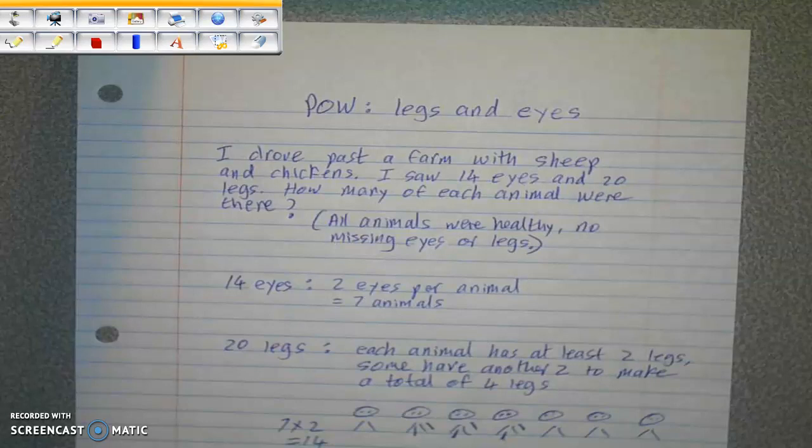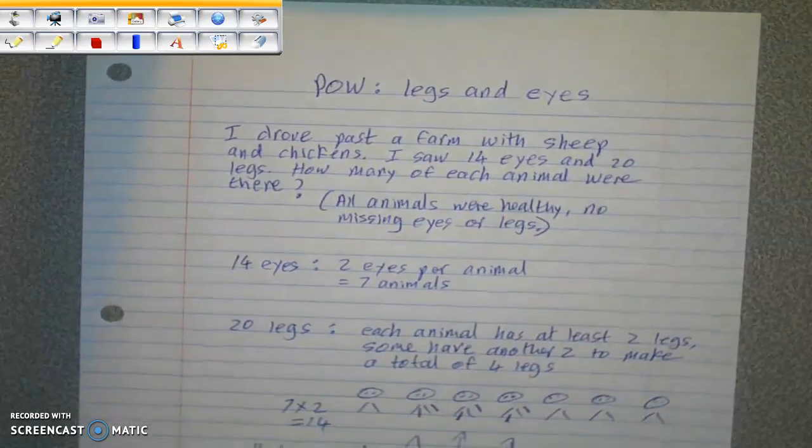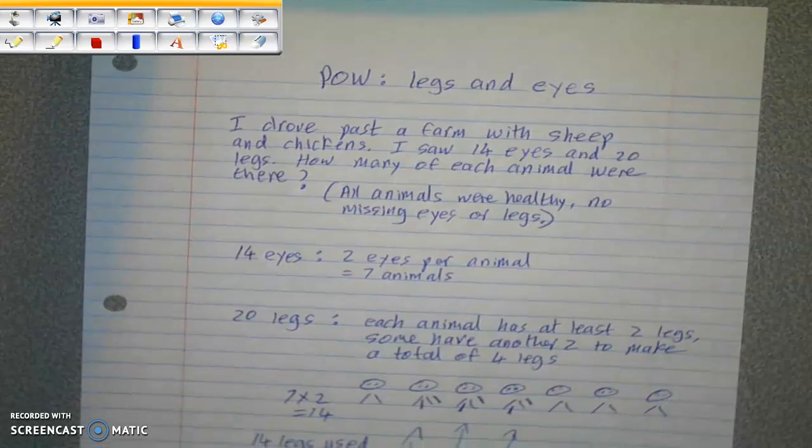So here's my simplified version. I drove past a farm with sheep and chickens. I saw 14 eyes and 20 legs. How many of each animal were there? And just assume that all animals are healthy. They don't have any missing eyes or legs. So the sheep and the chickens, both types of animal have 2 eyes. So if there's 14 eyes, there's 2 eyes per animal, which means I have a total of 7 animals. So I know altogether there are 7 animals.